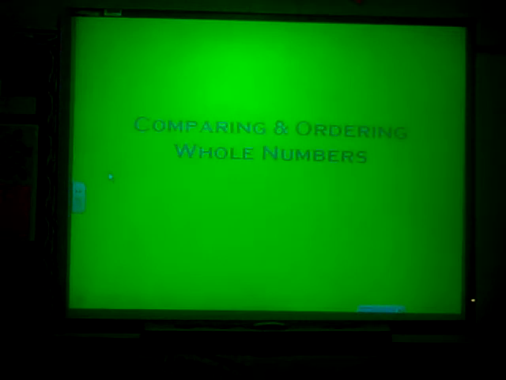Today we're going to talk about comparing and ordering whole numbers. Understanding place value can help us compare and order whole numbers. We compare two numbers at a time. We use special symbols to compare.